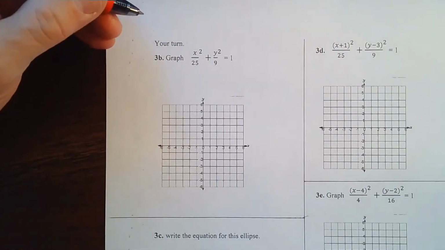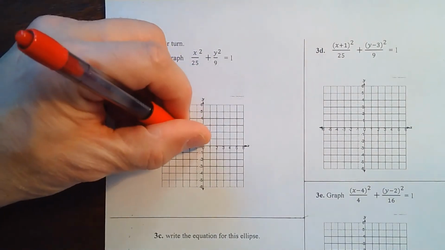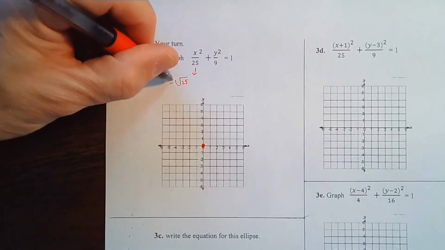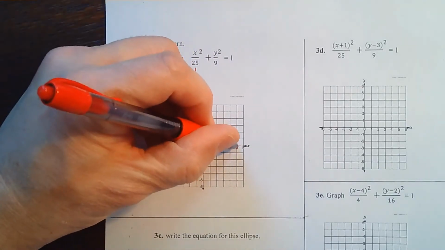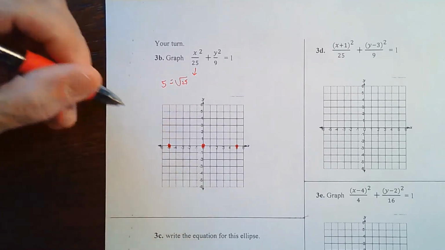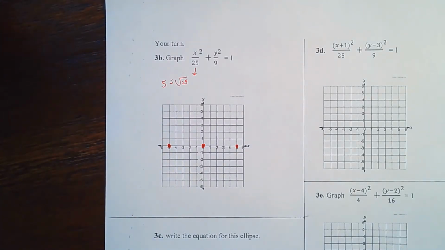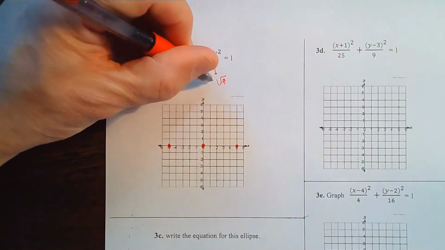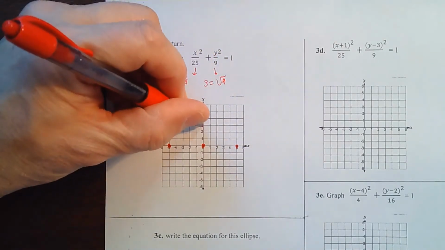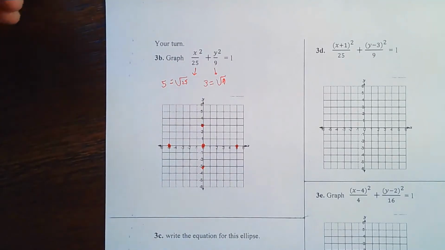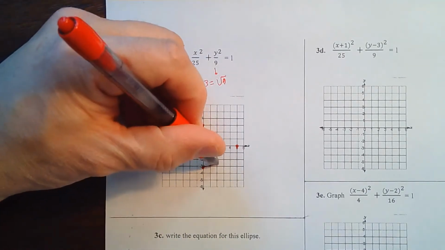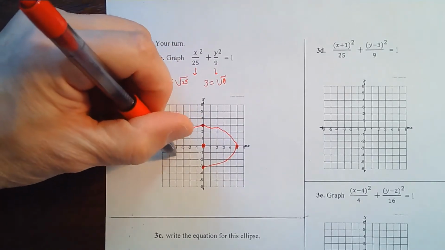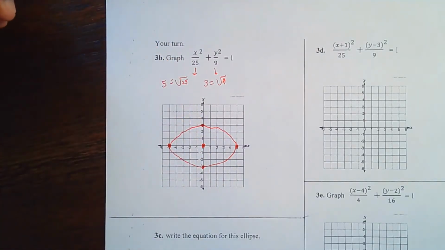Looking at 3B, our center is still at 0, 0. The number underneath the x squared is a 25, so the square root of that is 5. So I'm going to count 5 units to the right and 5 units to the left of the center and plot a point. The number underneath the y squared is a 9. We take the square root of 9, which is 3. So I count 3 units up and 3 units down. Plot those points. And when we connect them, there's our ellipse there.